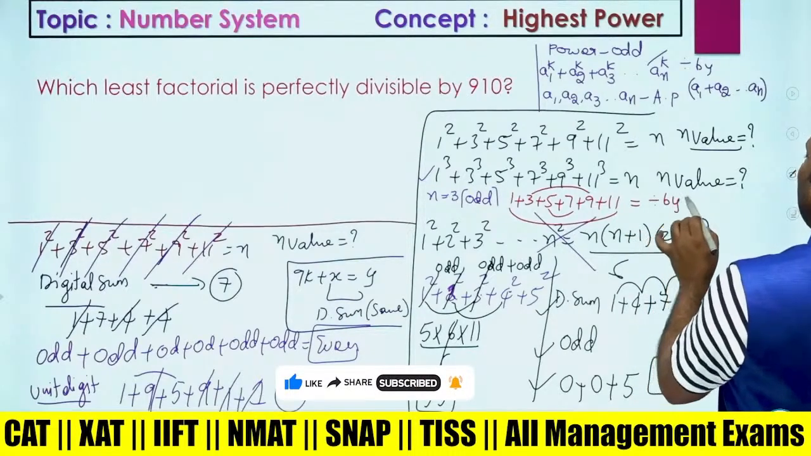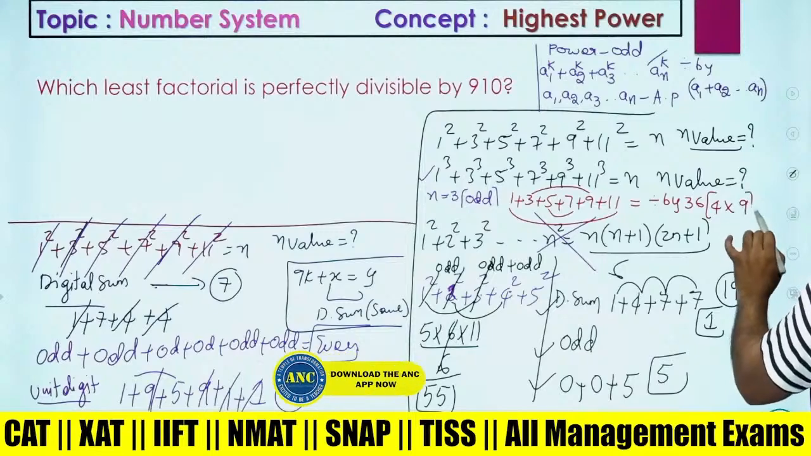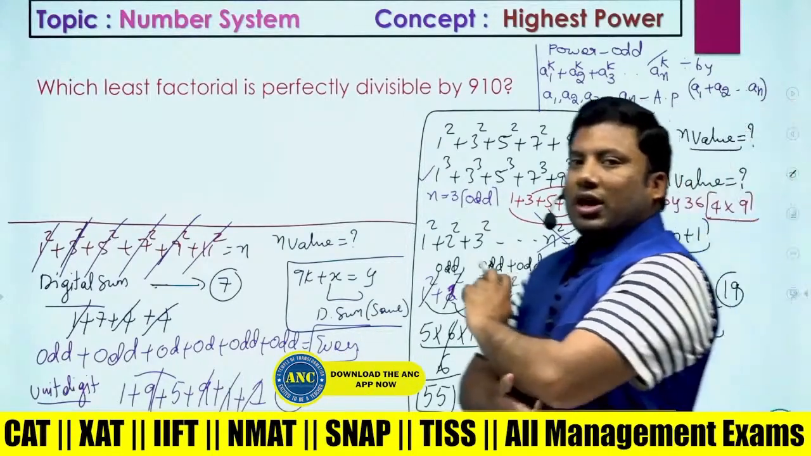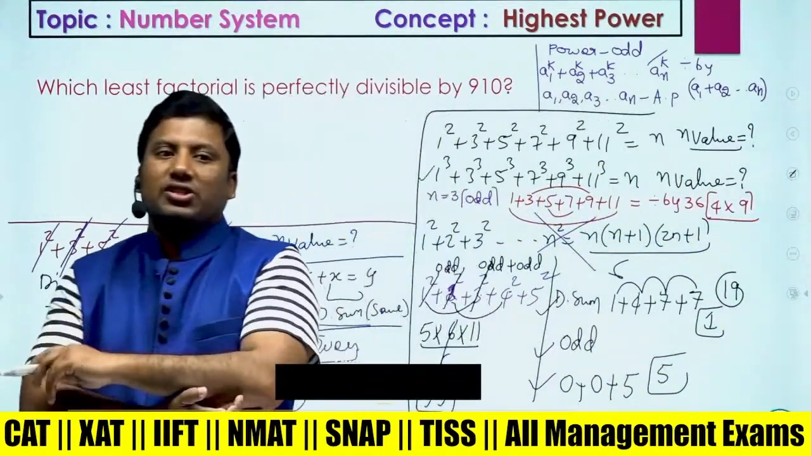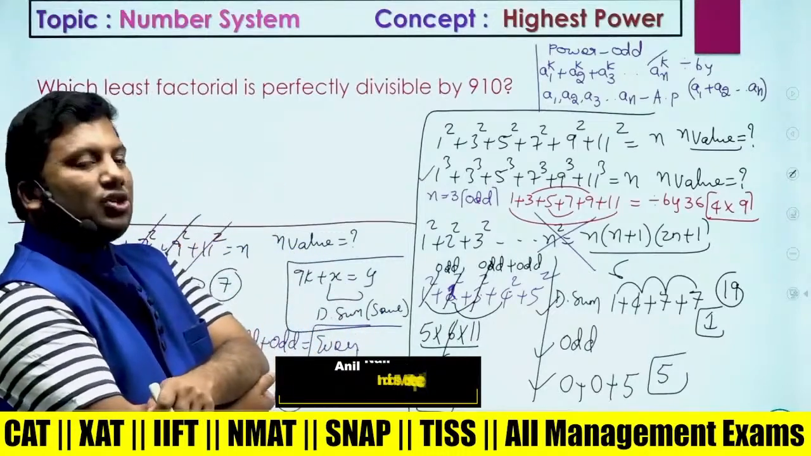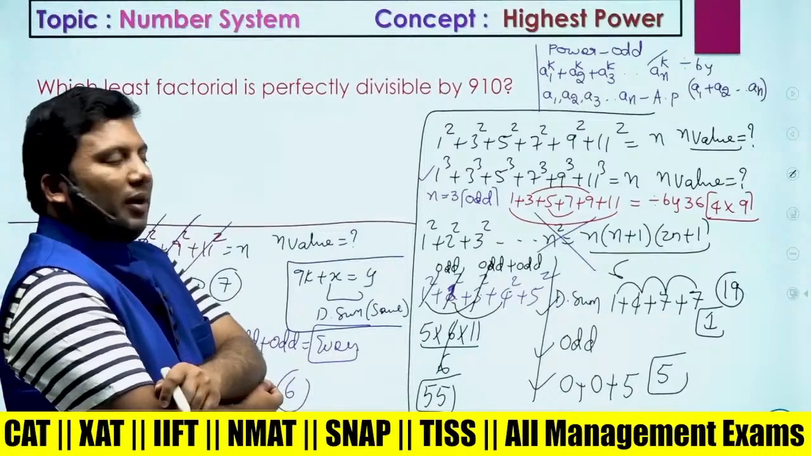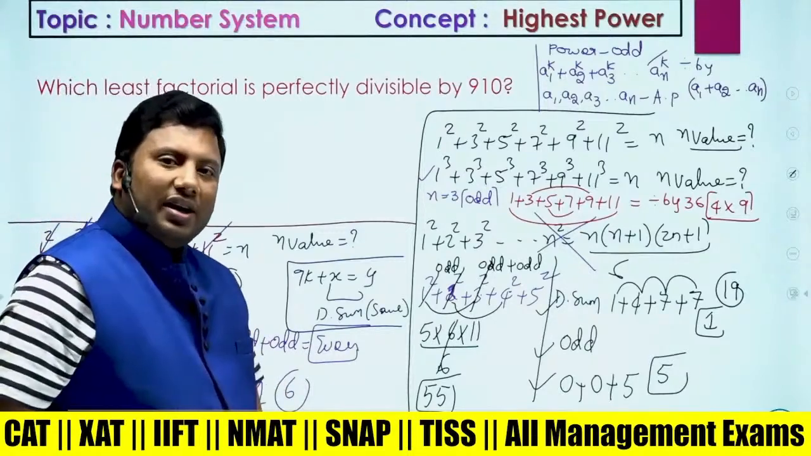Answer will be divisible by 36. 36 means it should be divisible by 4 into 9. That means the last two digits of the answer should be divisible by 4 and the sum of the digits should be divisible by 9. I hope the idea is clear.